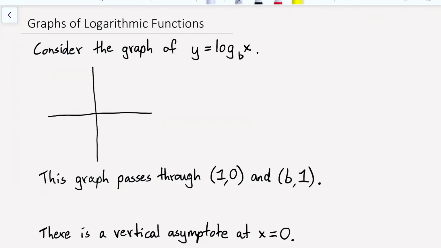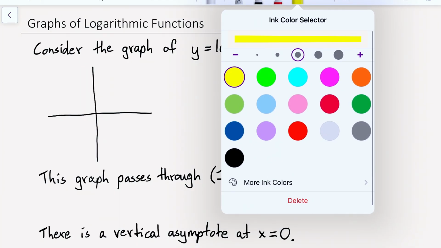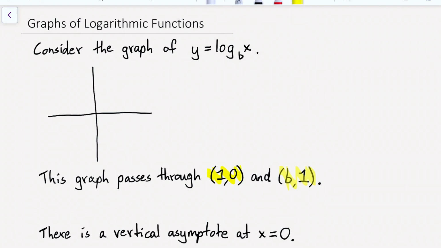In this video, I would like to restate some of the properties of the graph of a logarithmic function and also discuss sketching logarithmic functions using transformations. So I want you to consider the graph of y equals log base b of x. This graph must pass through the points (1, 0) and (b, 1).